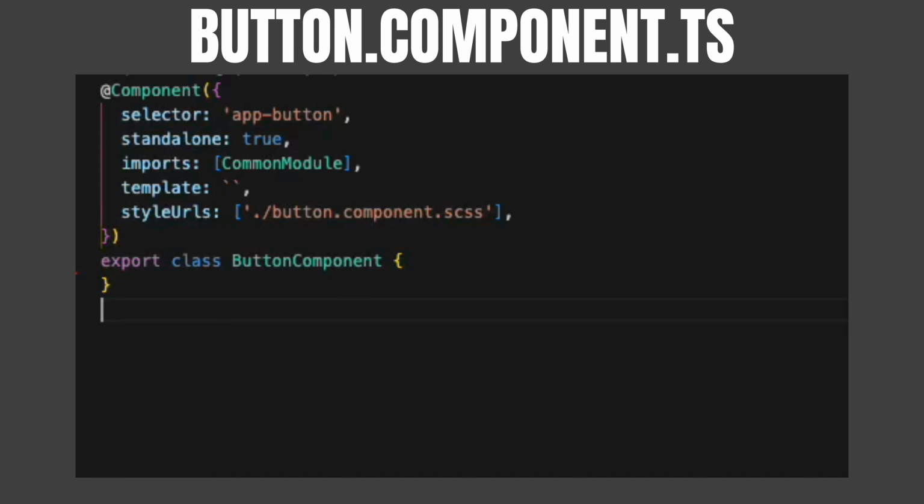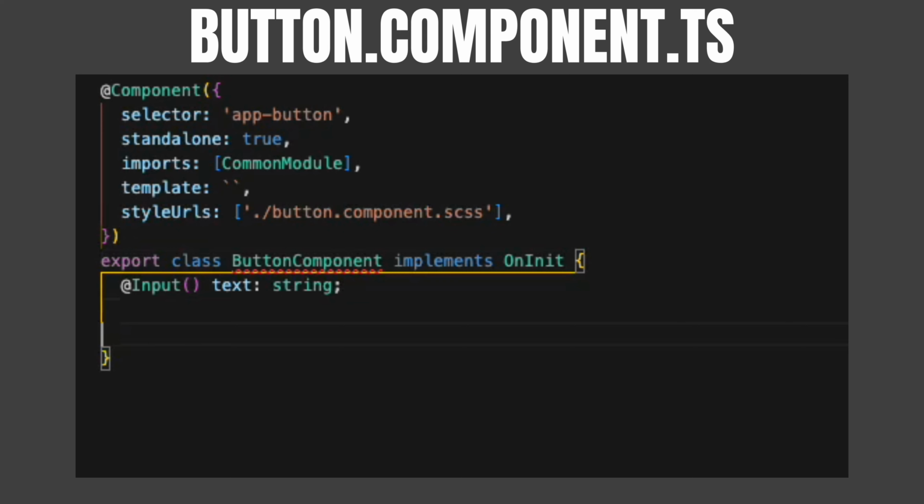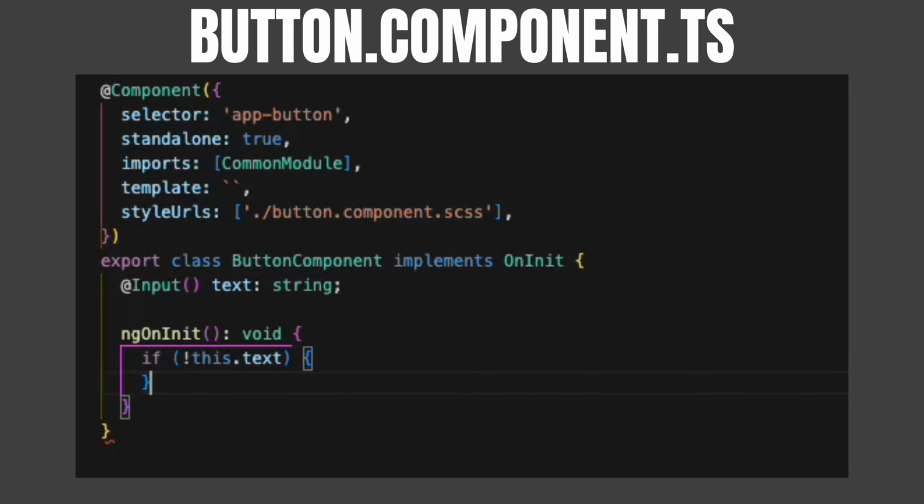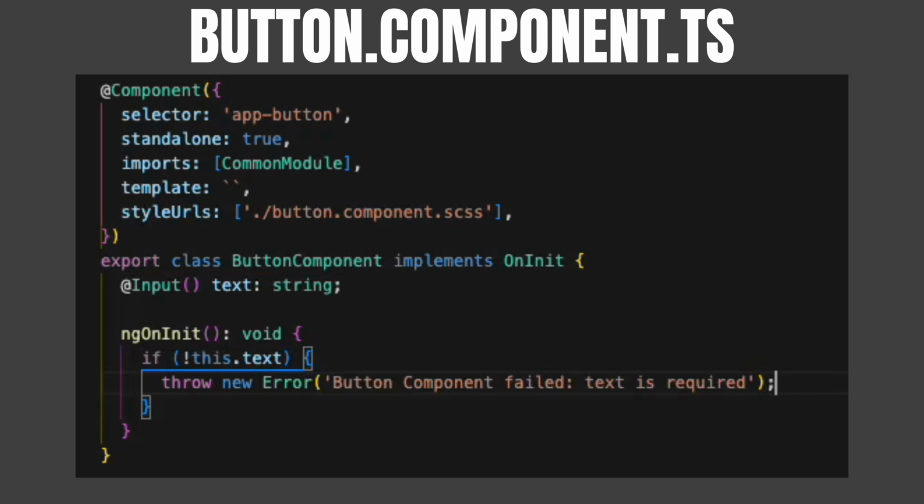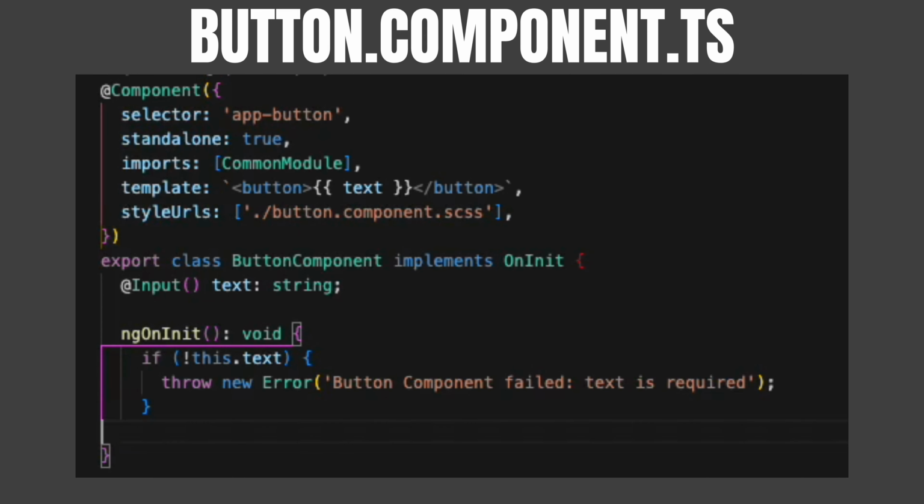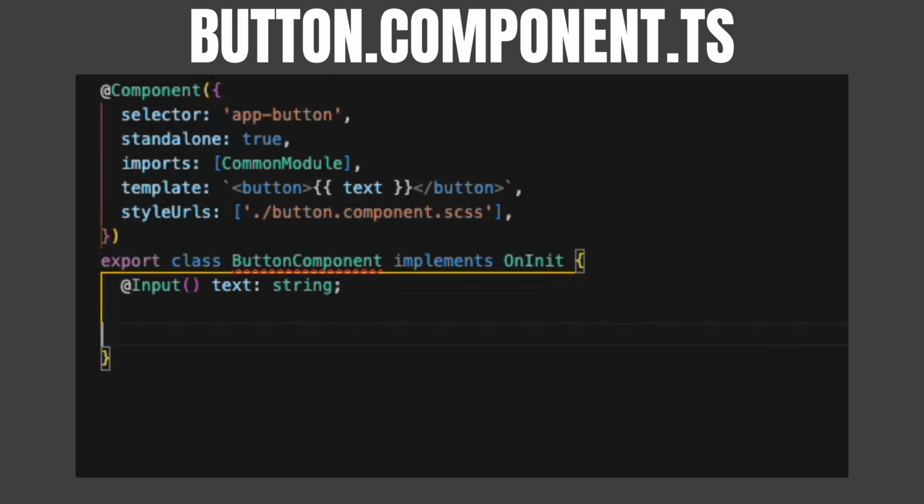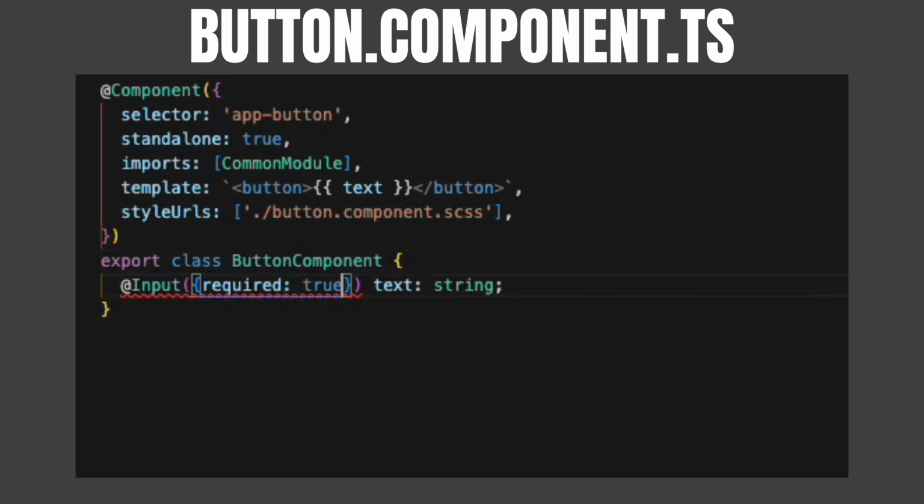Let's see how this works pre-Angular 16 with a button component. We're going to use a simple string as an input, and then we're going to use the onInit lifecycle method to check if the input is there and throw an error if it isn't. This will fail at runtime, which isn't really ideal. To implement required inputs, we can get rid of the onInit lifecycle method and add required true to the input.